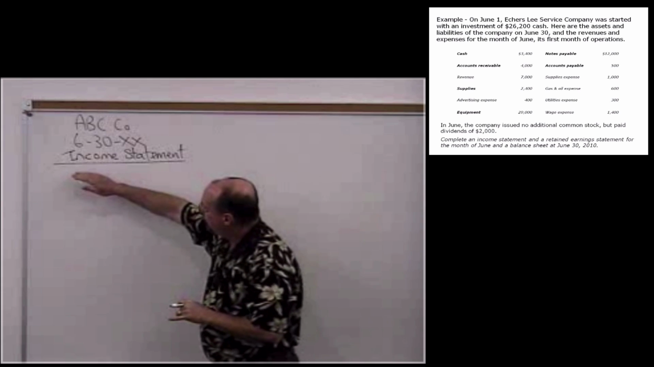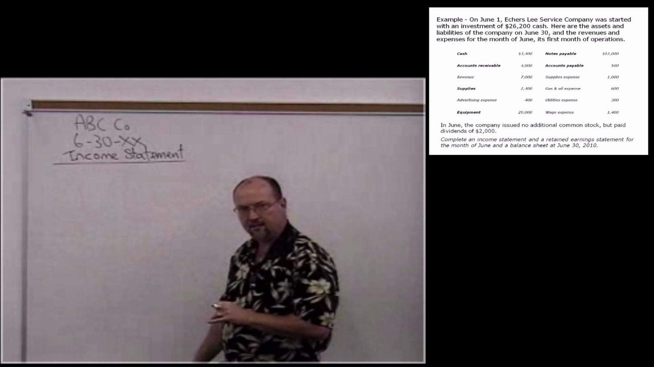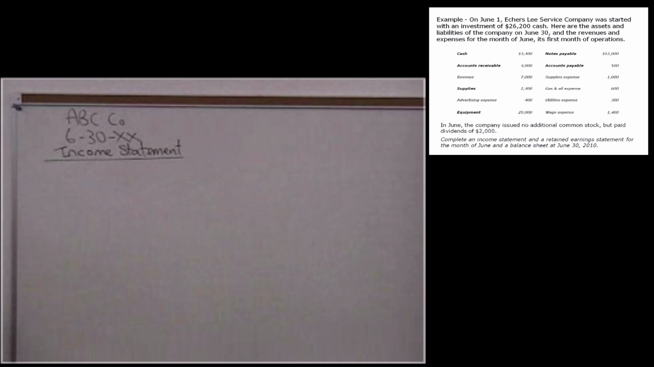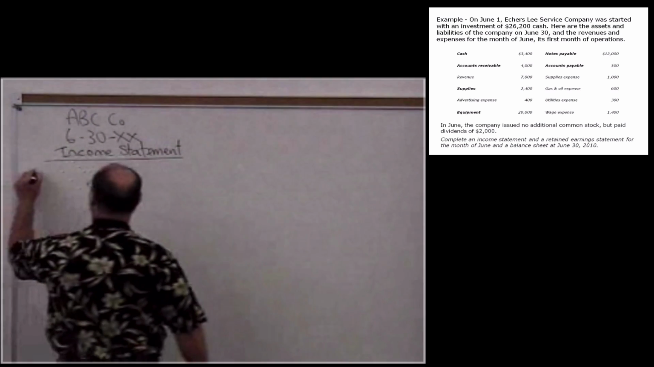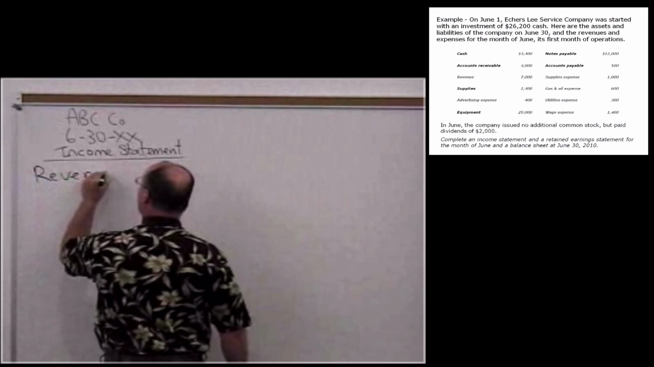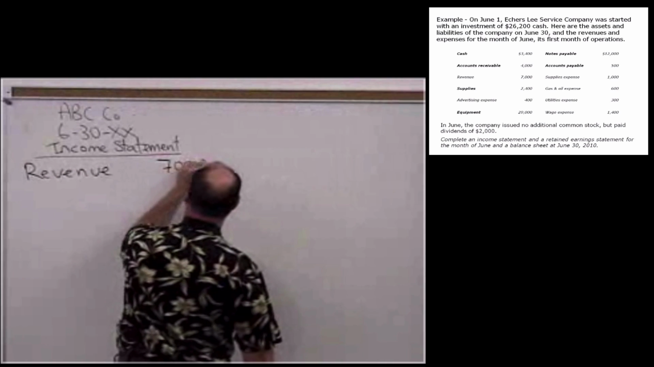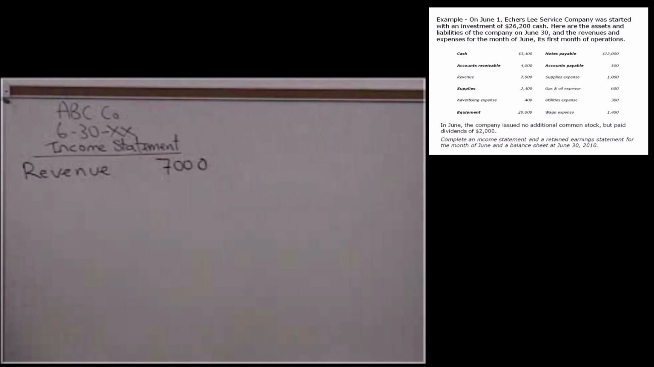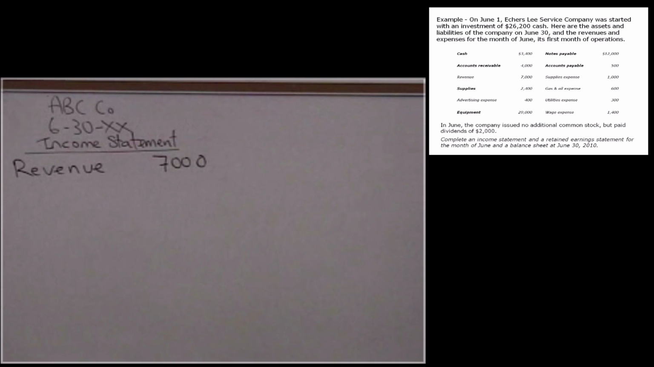We look at revenues minus expenses, and we get net income. Okay, so our revenues, we see $7,000. Let's just make sure there's only one revenue account. Maybe there's more, but I don't really see any other revenue accounts. So my revenue is $7,000. Okay, then I look for my expenses. And at this early stage in the game, it doesn't matter what order you put them in. So we'll just put them in the order that we see them. I see advertising expense for $400.